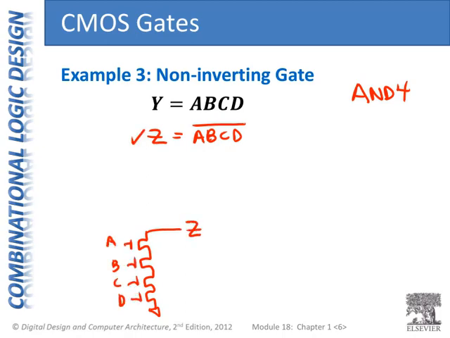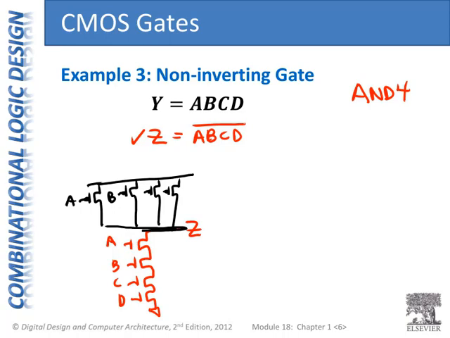function Z, and our pull-up network is going to be a complement of that. So we have series on the bottom and parallel on the top, all connected to VDD.